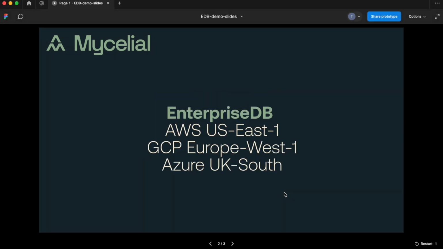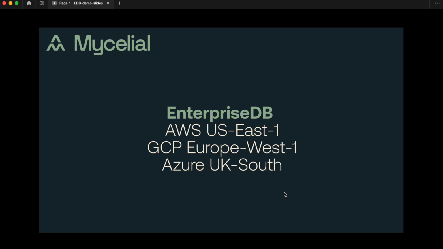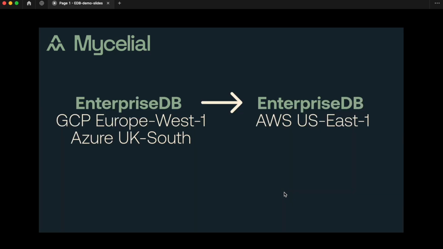In today's example, we'll be using 3 Postgres clusters hosted on Enterprise DB, one in AWS US East 1, a second in GCP Europe West 1, and a third in Azure UK South. In our example today, we'll be centralizing user data from our Enterprise DB Postgres clusters in GCP Europe West 1 and Azure UK South into AWS US East 1 using Mycelial.